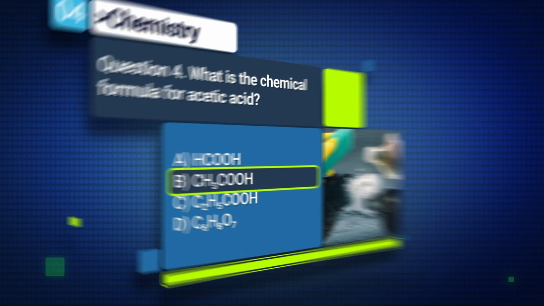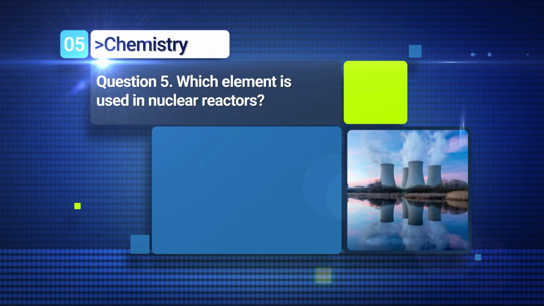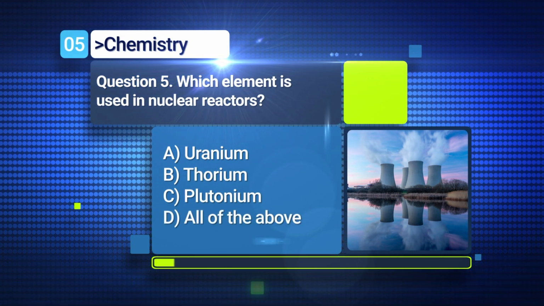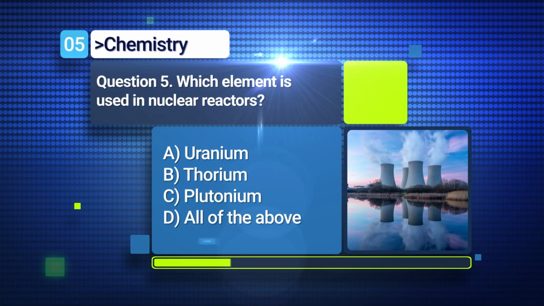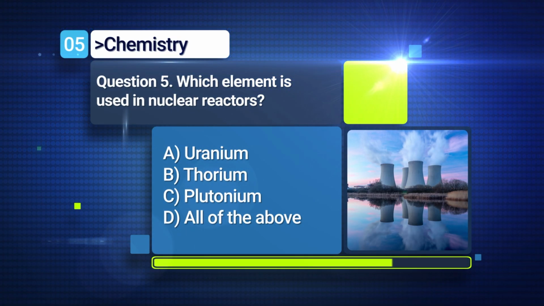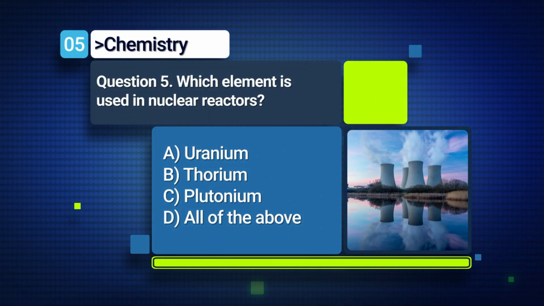CH3COOH. Question 5. Which element is used in nuclear reactors? A. Uranium. B. Thorium. C. Plutonium. D. All of the above. Answer: D. All of the above.